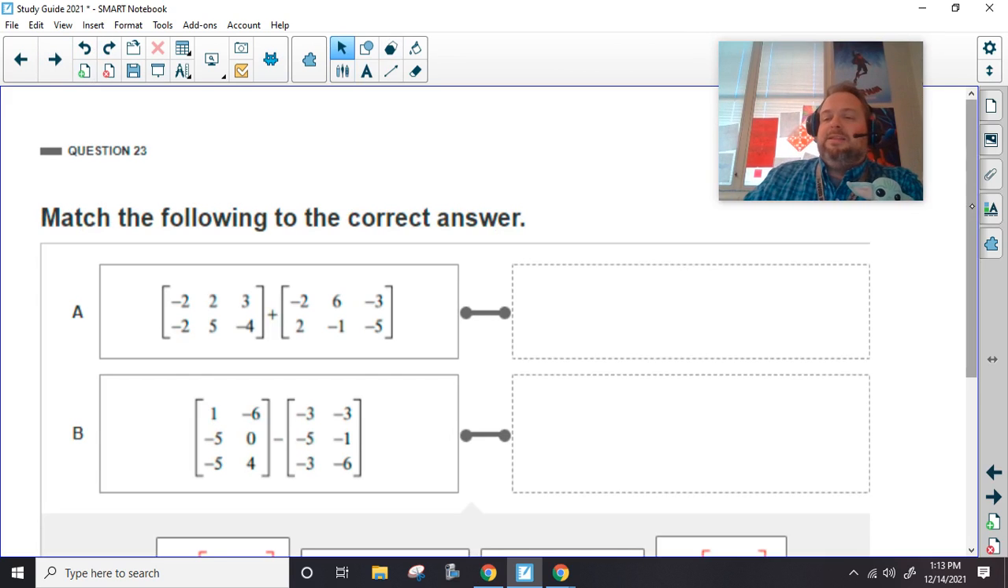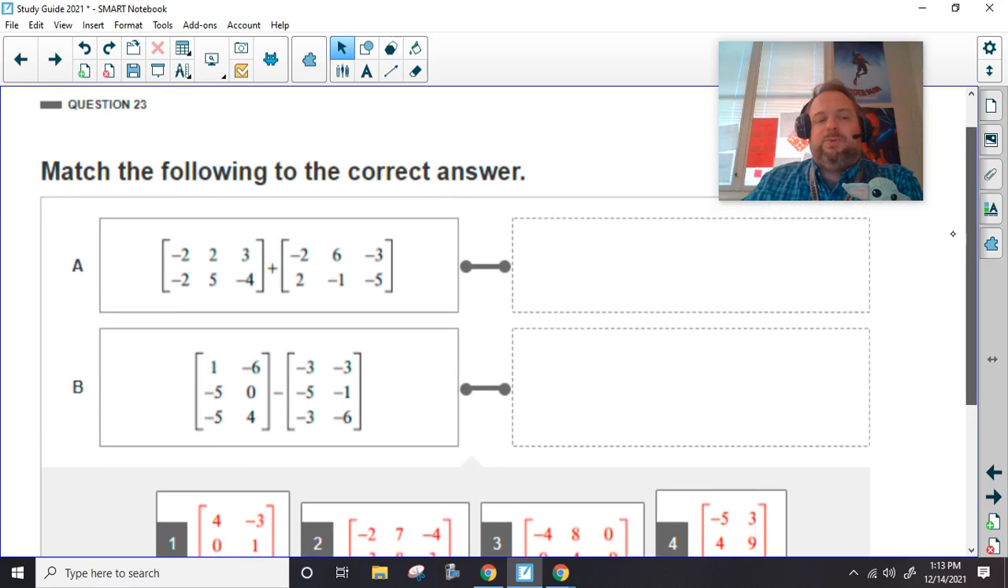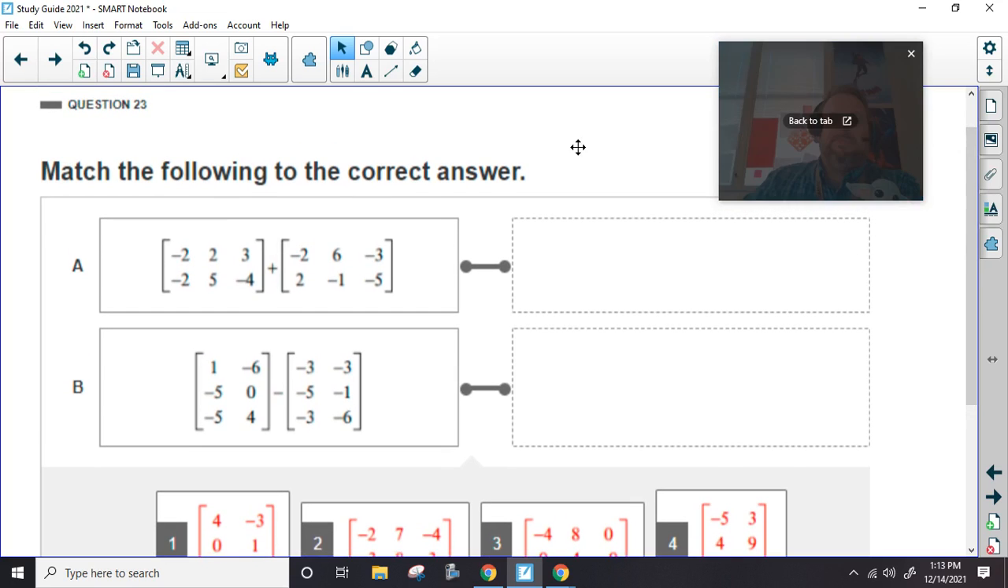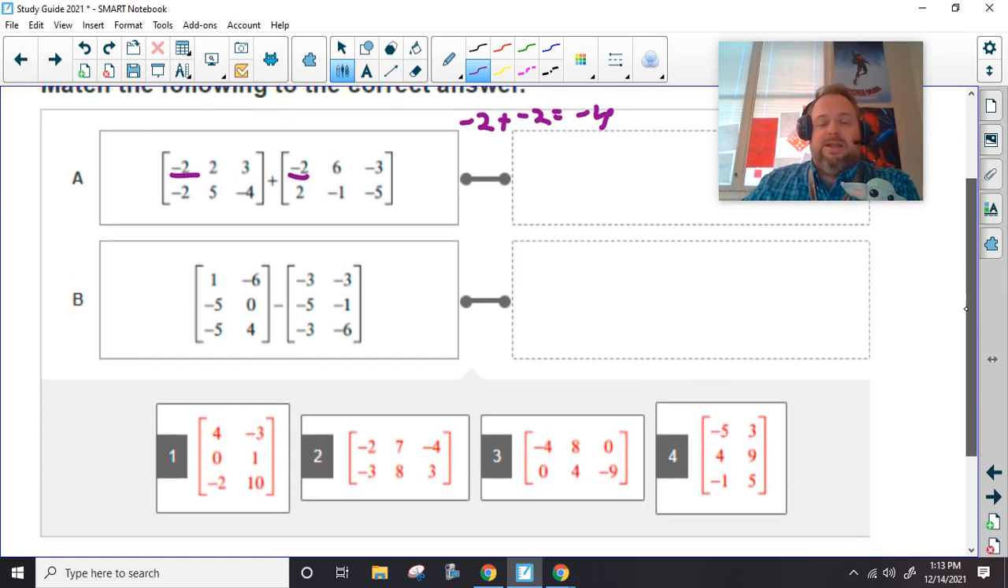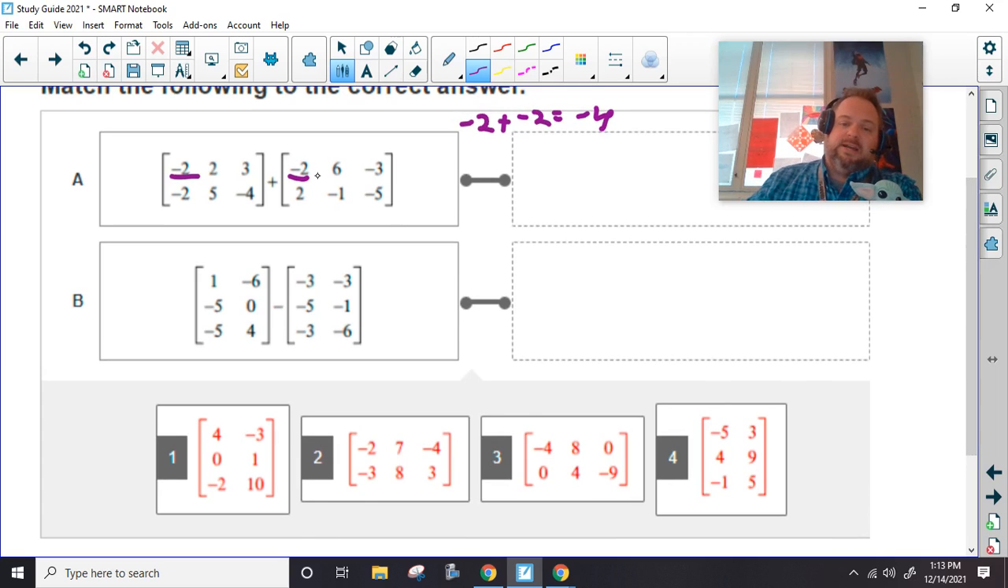All right. Let me tell you how easy 23 can be. If you look at the positions, remember, you combine stuff in the same position. This is -2 plus -2. So what is -2 plus -2? -4. All right. So this is a 2-row by 3-column. So I need to look, which is the only one that looks like this that has a number 4. This is choice C or choice 3.